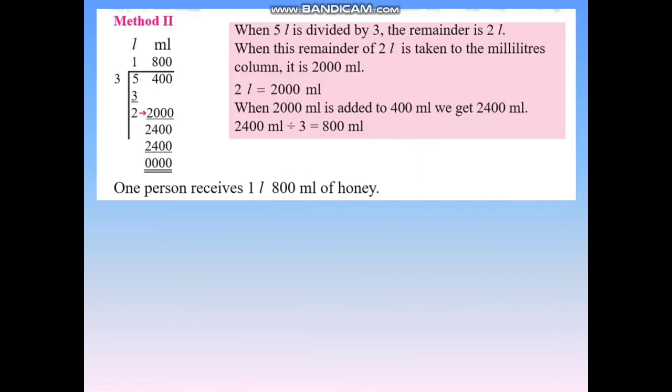Got it? Okay. The next method is you can use the liters in one column, milliliters in one column. Then start dividing. When we divide 5 by 3, you get the remainder as 2. 2 liters is 2000 milliliters. So we are going to take it to this side. Add this here. Then we have 2400 milliliters. 8 times 3 is 24. Then double 0, we are going to get it here. And done. So the answer is one person receives 1 liter 800 milliliters of honey.